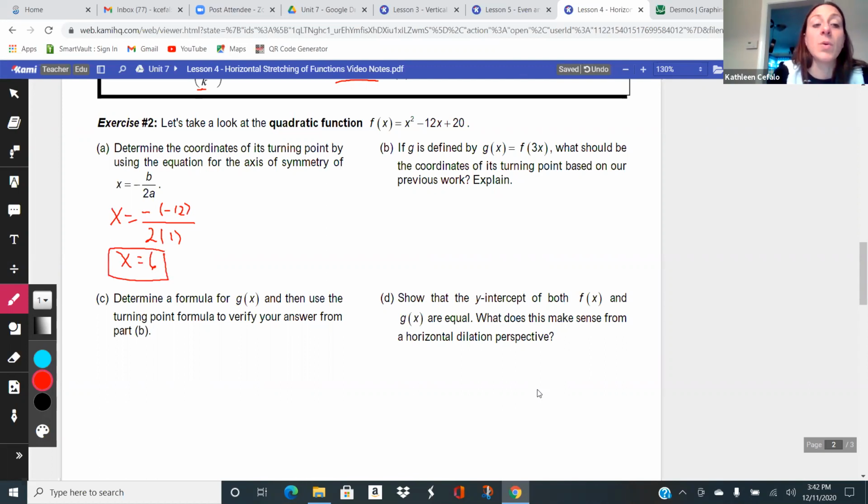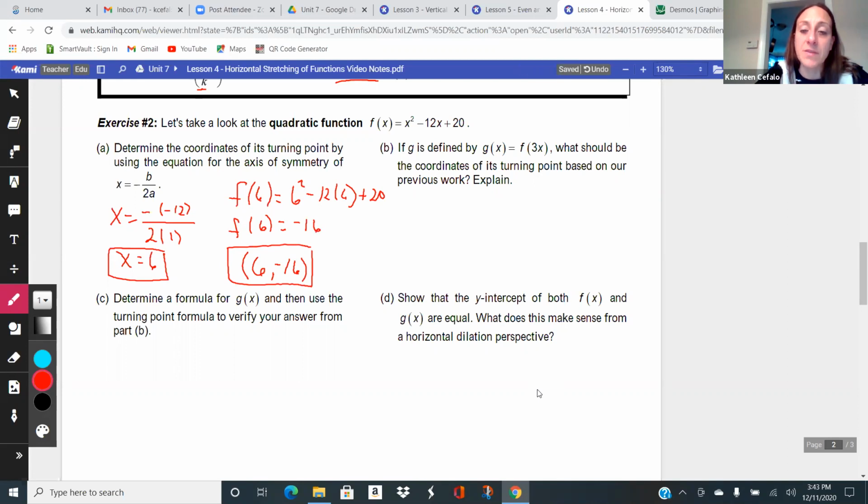Okay, so we want to determine the coordinates of its turning point. So I have x, that means I need y. Now we're going to go back in and plug in 6 into our function. So I have 6 squared minus 12 times 6 plus 20. If we simplify that down, that's going to get us a value of negative 16. So that gives us a coordinate of 6 comma negative 16.